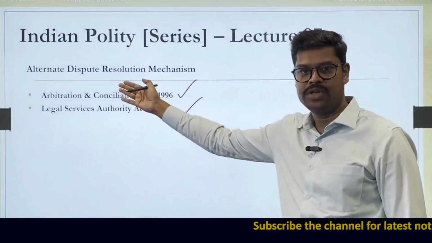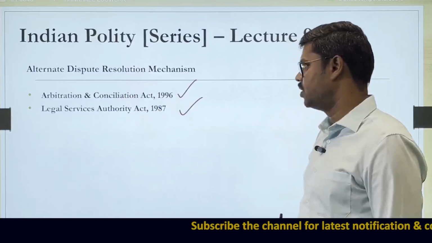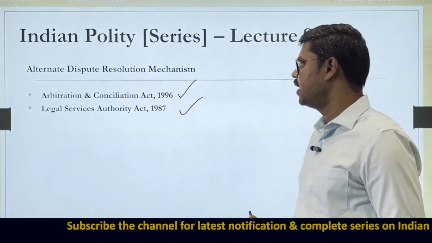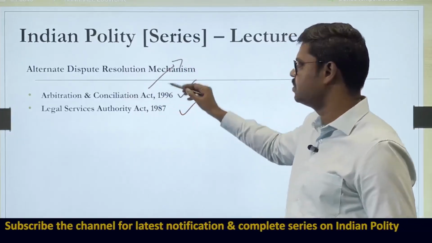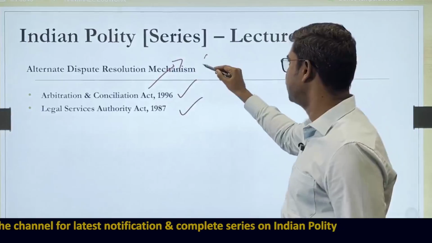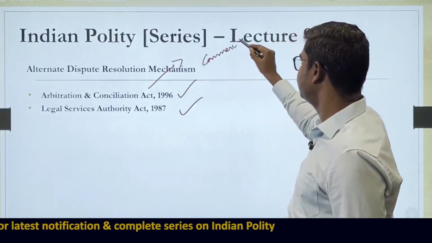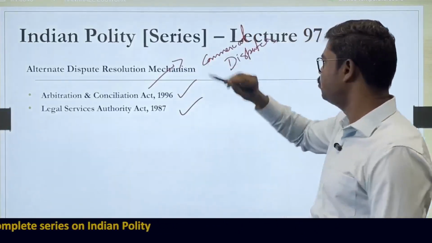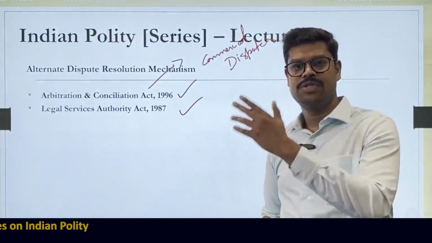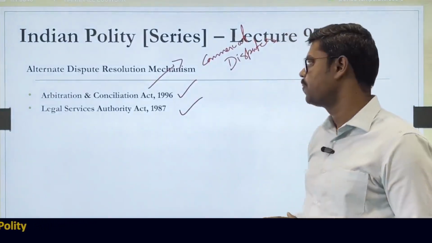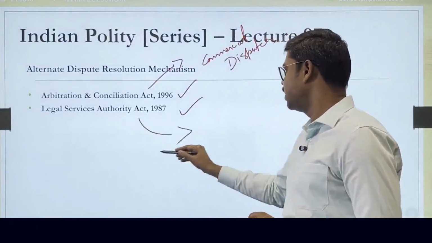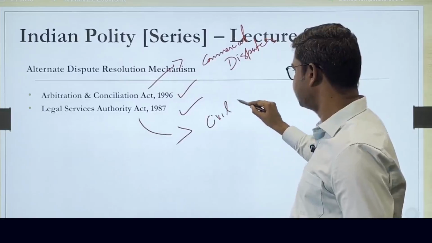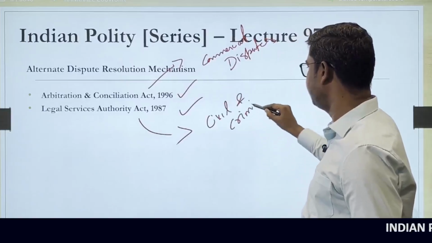One is the Arbitration and Conciliation Act, and the other is the Legal Services Authority Act. The basic difference between them is that the Arbitration and Conciliation Act is mostly used in the case of commercial disputes. This is basically the difference that you should understand. Wherever there are commercial disputes, this Arbitration and Conciliation Act is used. And then apart from that, you have the Legal Services Authority Act. This is used in the case of normal civil and criminal disputes between individual parties.